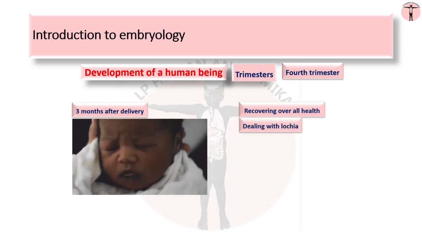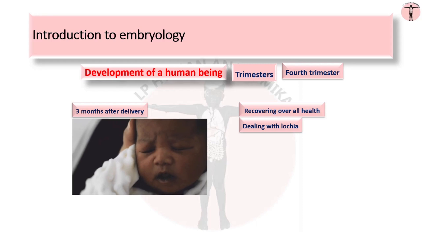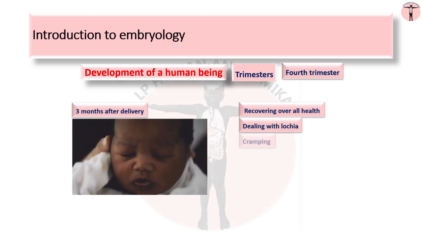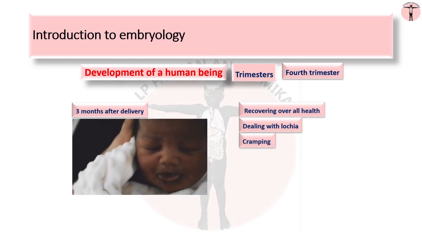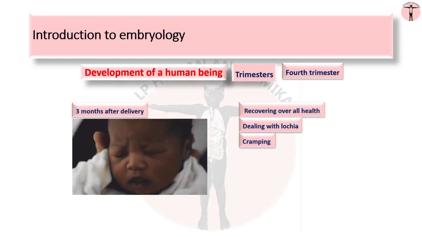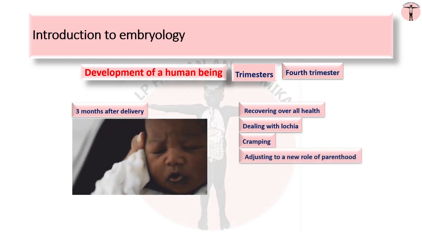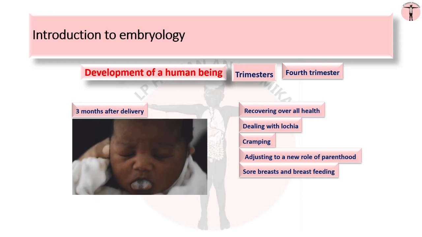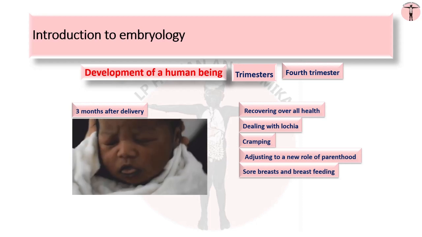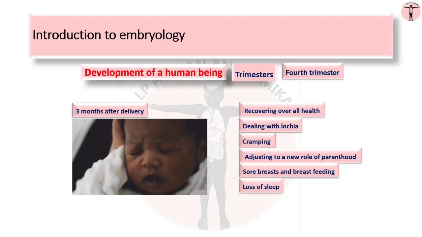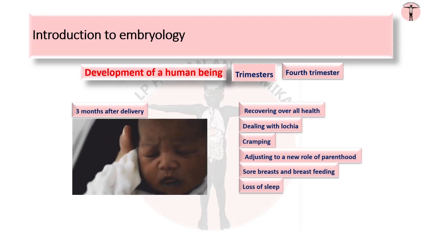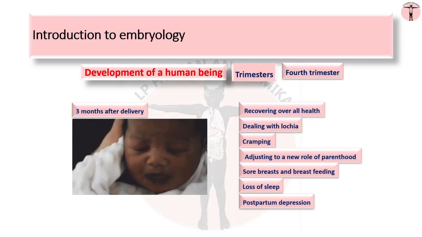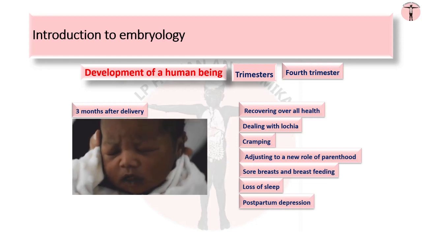Dealing with lochia, a discharge of blood and tissue, which may continue for several weeks, which is normal. Cramping, which may feel like menstrual cramping, especially during breastfeeding. Adjusting to a new role of parenthood. Having sore breasts and other difficulties related to breastfeeding. Having fatigue due to a loss of sleep and other factors. In some cases, experiencing postpartum depression.